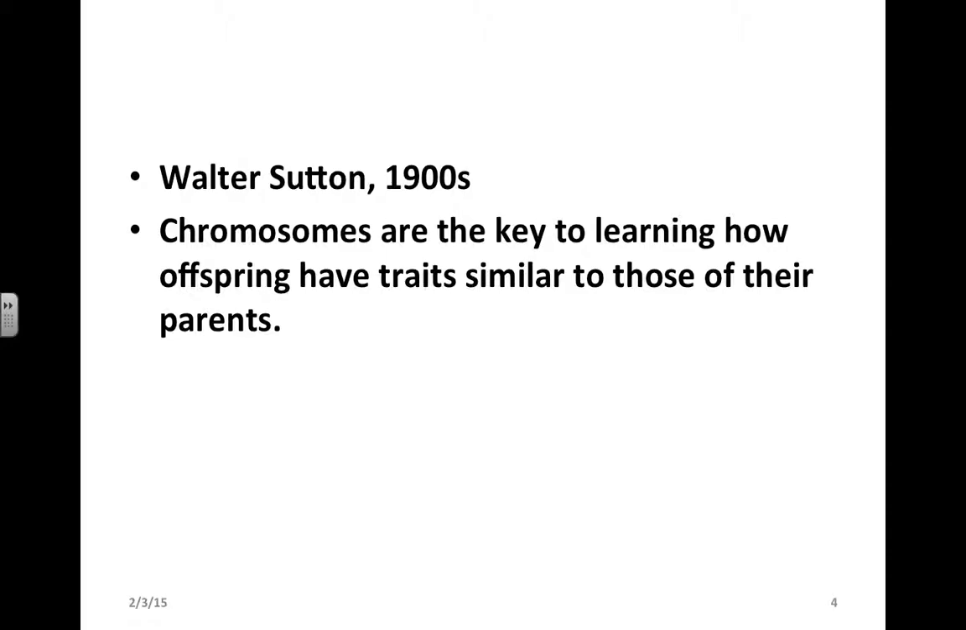He called them factors. But Walter Sutton came along and said he believes that inside the cells are chromosomes, and that's what the genes are on. And if we can understand how chromosomes move from parent to offspring, that's the key to finding out why the traits of offspring are really similar to those of their parents. This is what he did.